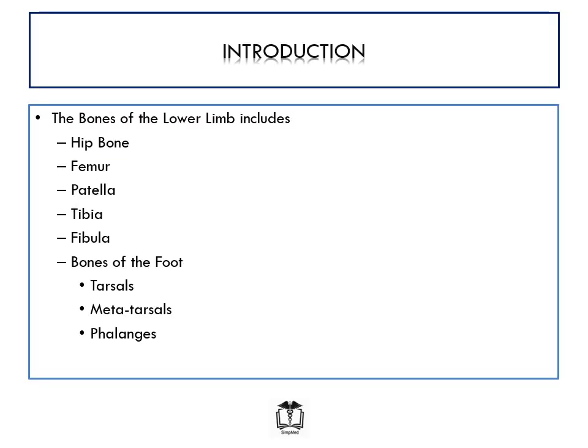The bones of the lower limb are about 31 in number. This includes the hip bone found in the hip region, the femur, which is the bone of the thigh, the patella, which is found at the junction between the thigh and the leg, the tibia and fibula, which are bones of the legs, and then we have three sets of bones that make up the bones of the foot, which includes the tarsals, about seven tarsal bones, the metatarsals about five, and then the phalanges about 14.